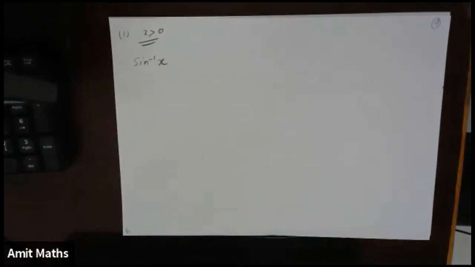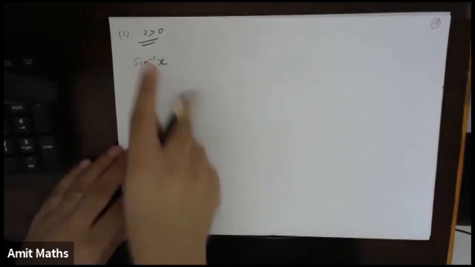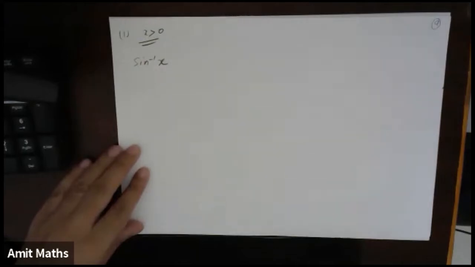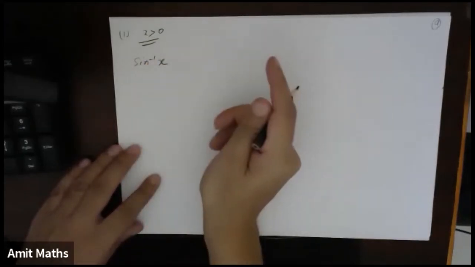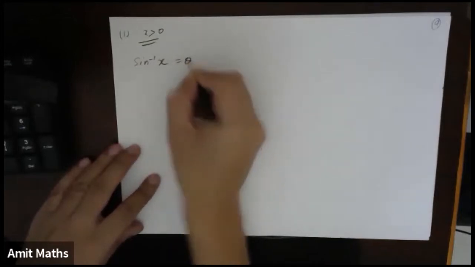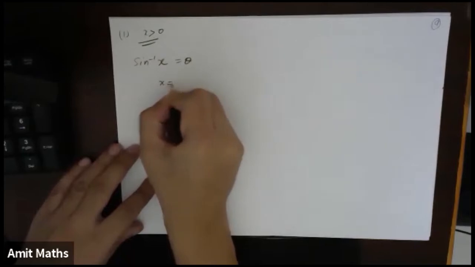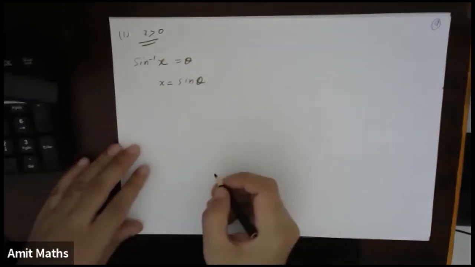Now see, if you have sine inverse of x, the first thing is I have to convert this into cos, tan, cot, sec and cosec inverse. To convert this into other inverse trigonometric ratios, I will take this equal to theta. So x is equal to sine of theta.